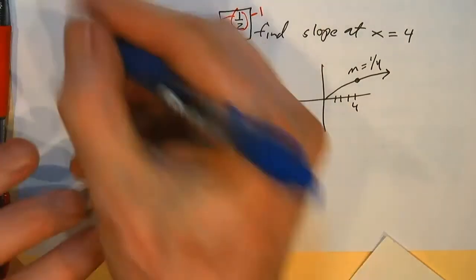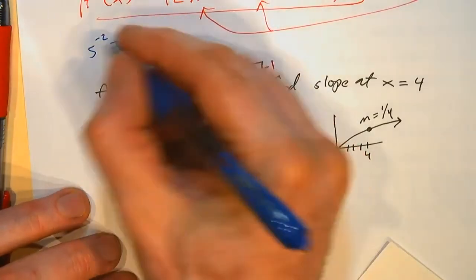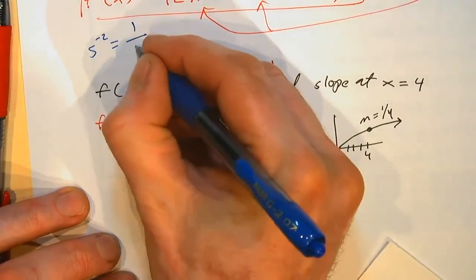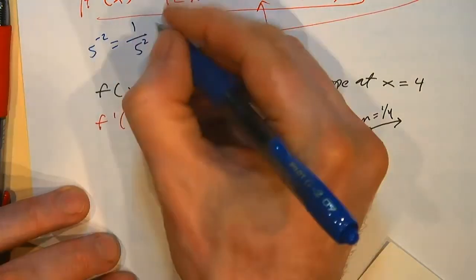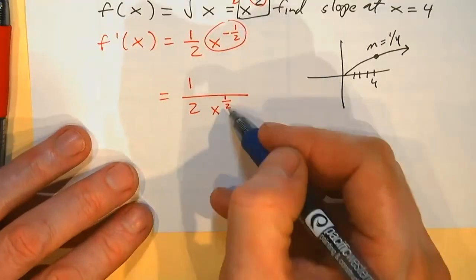Like, remember a little side note, if somebody wrote 5 to the negative 2, once you move it, that's 1 over 5 to the 2. Remember that? And you go, oh, that's 1/25. So this is a negative I put on the bottom.